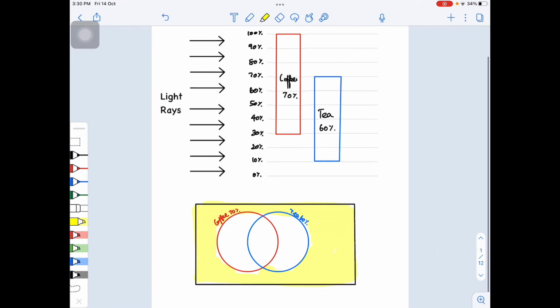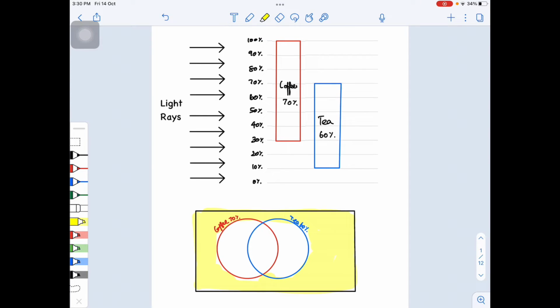Now similarly, in our light and filter method also, there are some light rays which are not going through the red filter and not going through this blue filter. Which are those light rays? So we have this bottom 10%, right? So this 10% of light rays, they don't go through any of the filters, any of the red filters or blue filters.